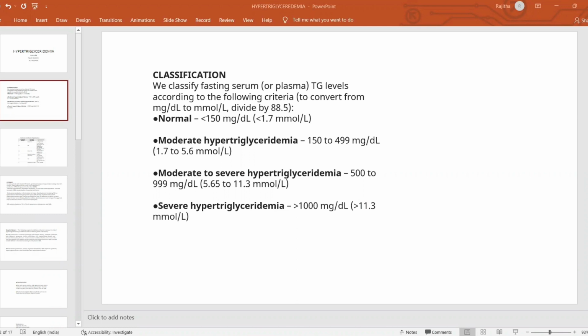In A, we have... Rajita, your slide is not moving. The slides are late, sir. Okay, right, carry on.